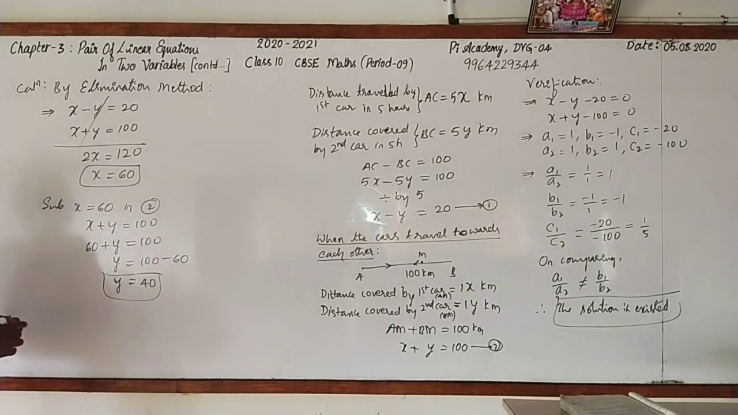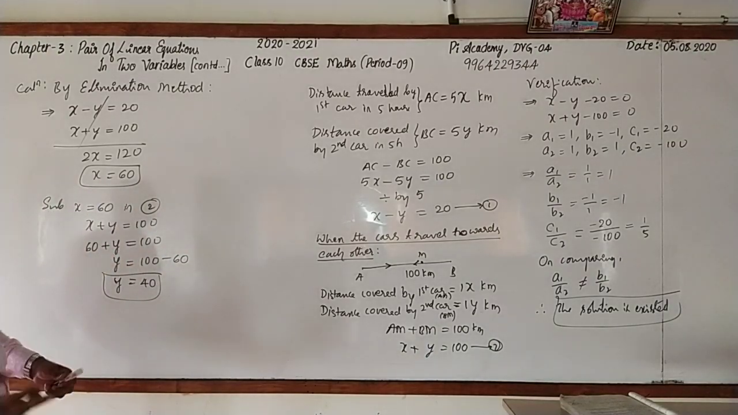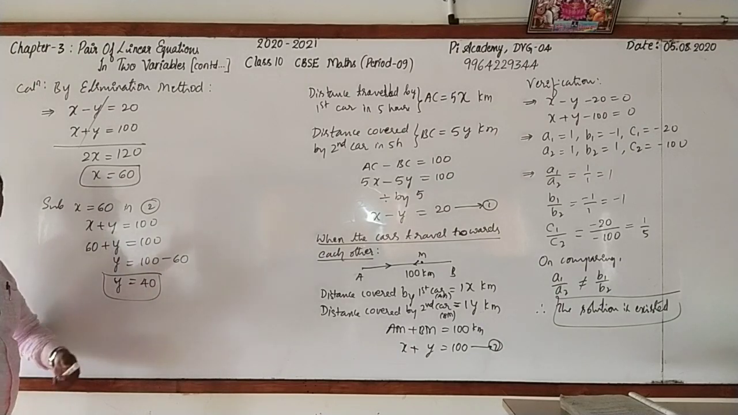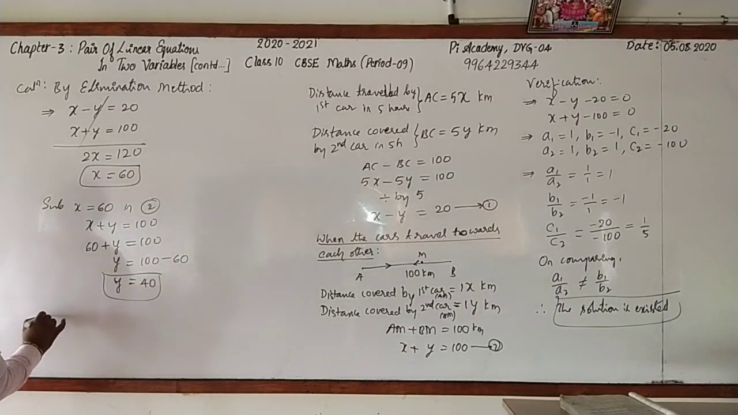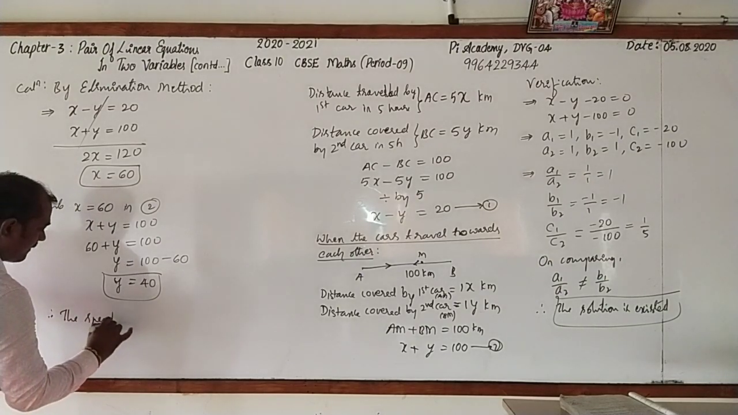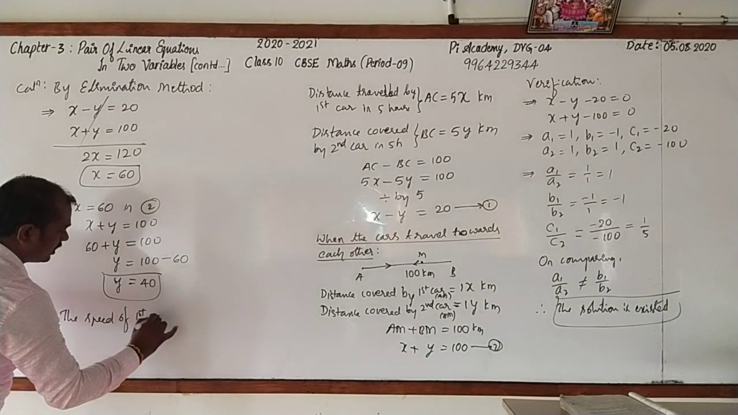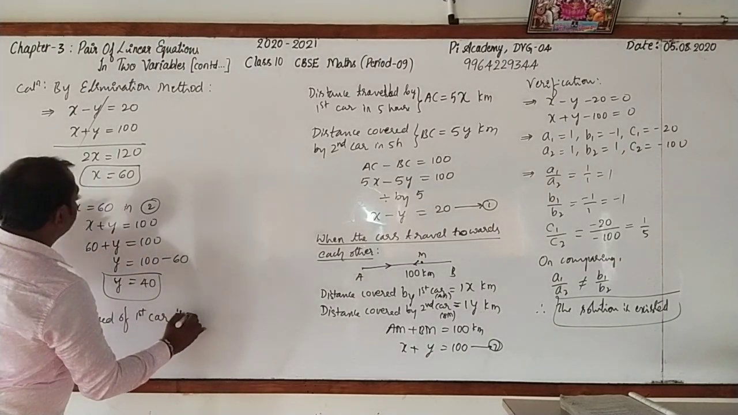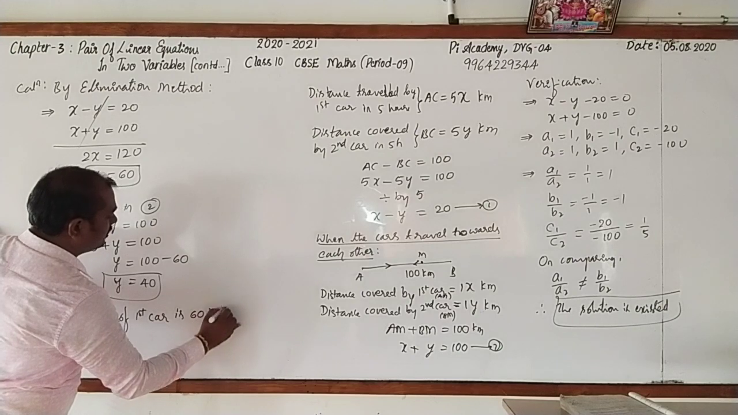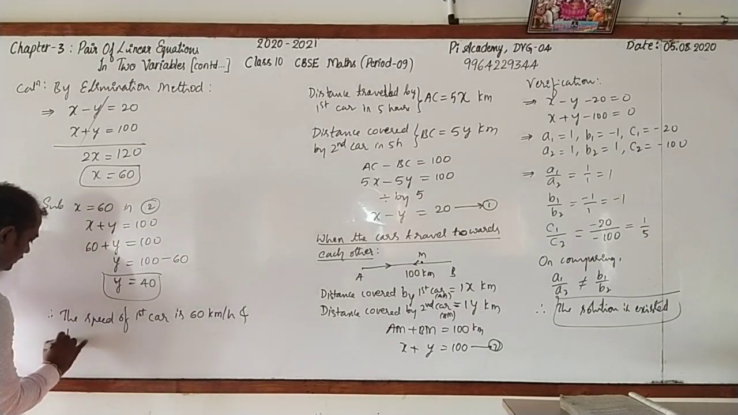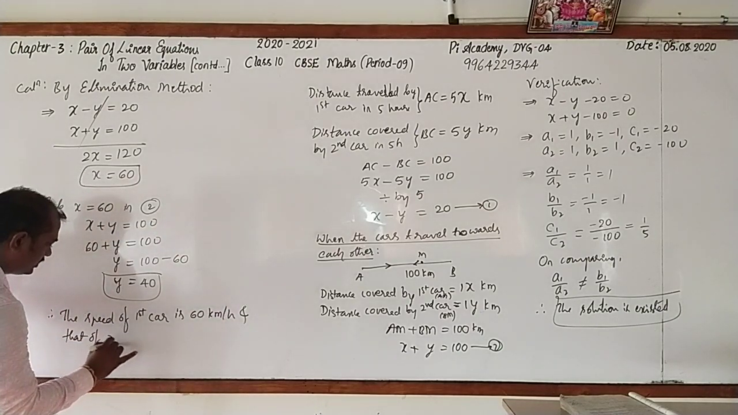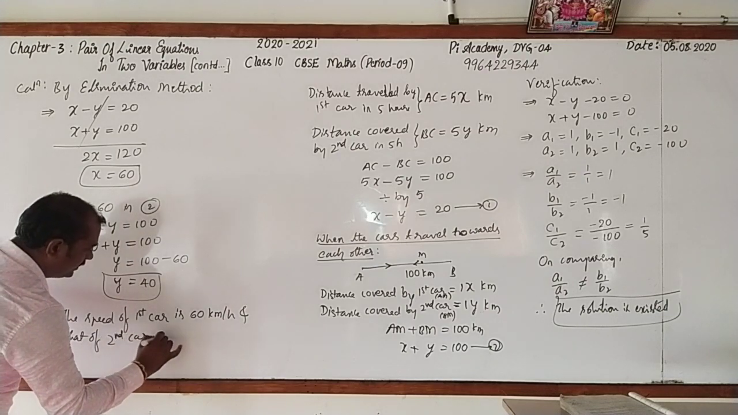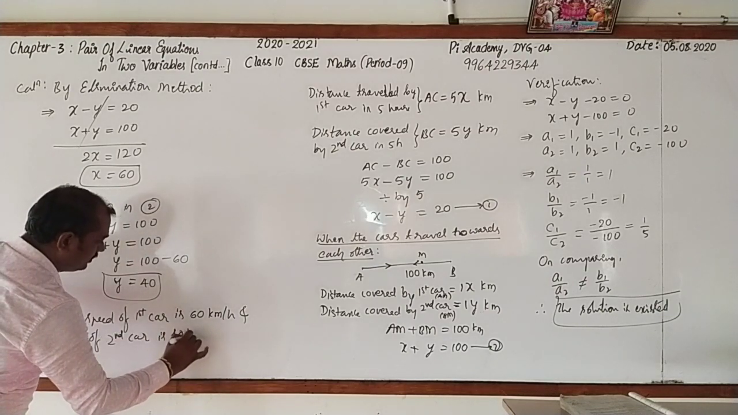Did you understand? Now, could you tell what x indicates? It is the speed of the first car. And y? It is the speed of the second car. Hence we can write the conclusion as: therefore, the speed of the first car, which starts from A, is 60 kilometer per hour, and that of the second car is 40 kilometer per hour.